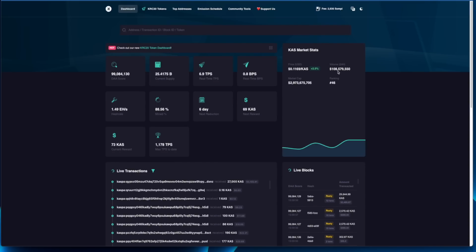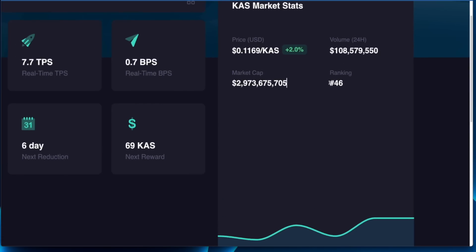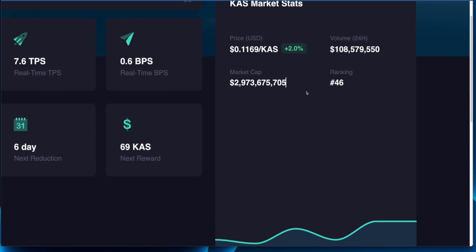because we have a little bit of bullish news, let's say. I know you're probably laughing out there, but we are sitting at number 46 instead of number 47. So a little bit of a positive change for Kaspa.